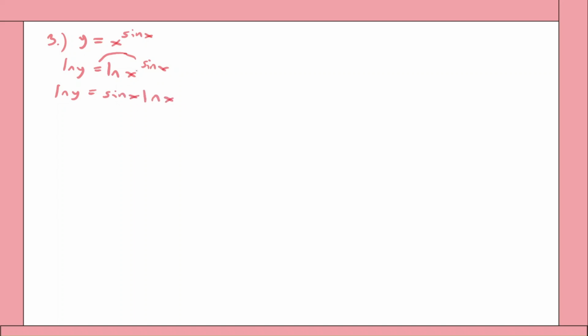And now this, again, is a product rule, so we can take the derivative of both of these with the product rule. So this would be, of course, 1 over y times dy dx, just like prior. And taking the product rule, we do the first one's derivative, so that would be the cosine of x. We bring over the second one, so that's ln of x. Then we add the first one just as it is, so that would be sine of x. And then we multiply by the second one's derivative, so that would be just 1 over x.